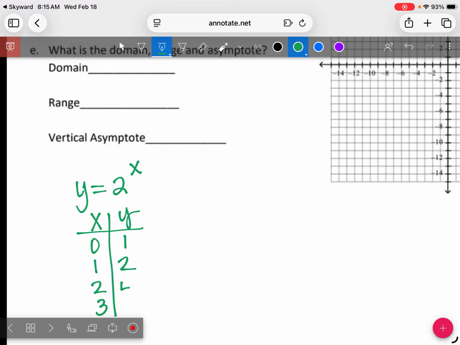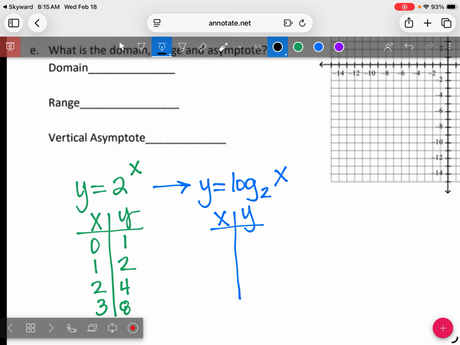All right, good. Now we're talking about the inverse though. The inverse of y equals 2 to the power of x is y equals log base 2 of x. And remember, whenever you're graphing the inverse, who remembers actually? What do we do with our table when we're graphing the inverse? Flip it. So let's go ahead and do that.